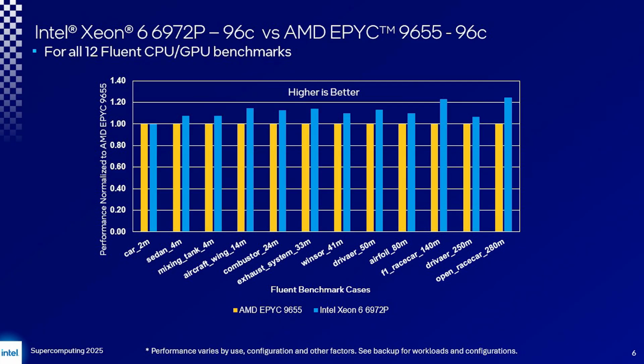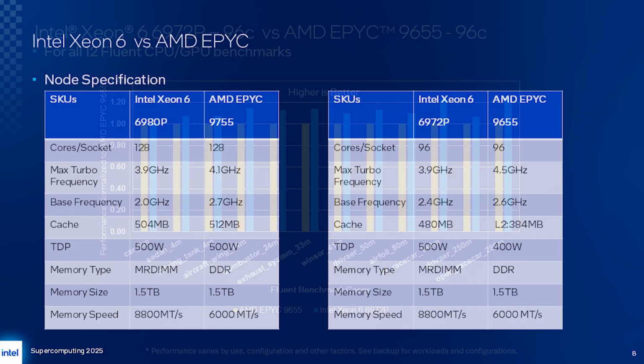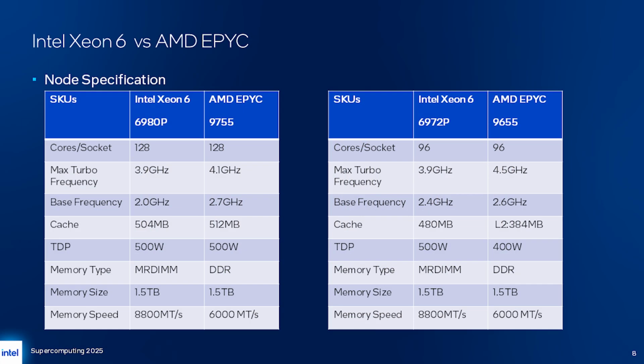But as we start increasing the model size, as we go to larger and larger models, then we're putting more pressure on the memory and the memory bandwidth, and that's where the extra bandwidth provided by the MRDIMM technology actually shines and gives you better performance. And on this slide, we're just going to look at the specs of AMD EPYC 9755 and 9655 against Xeon 6980 and 6972. And we can see the benefit of the higher memory speed in the simulation results.